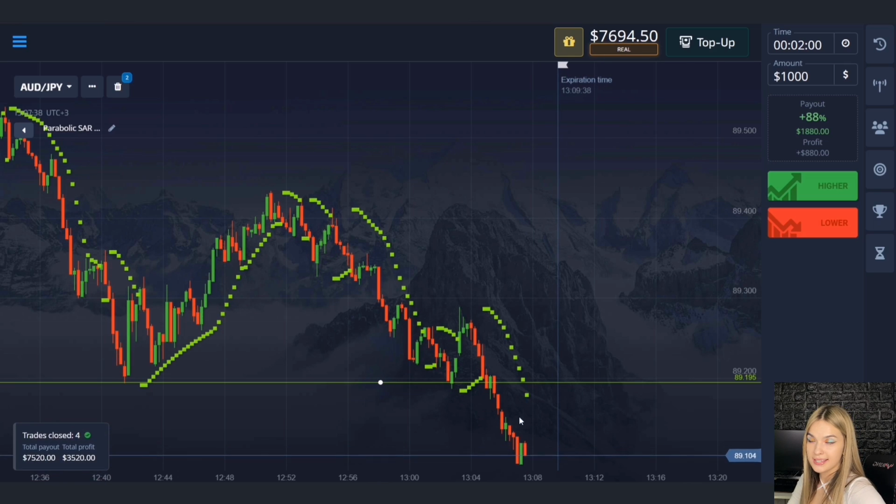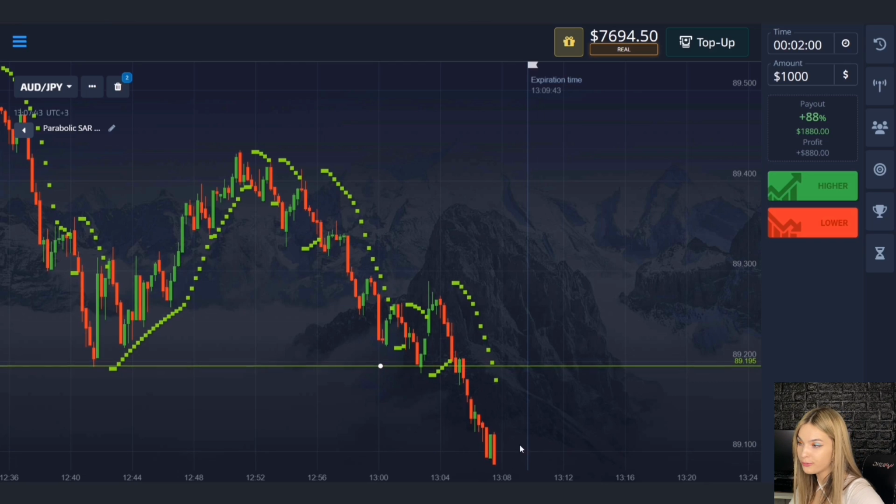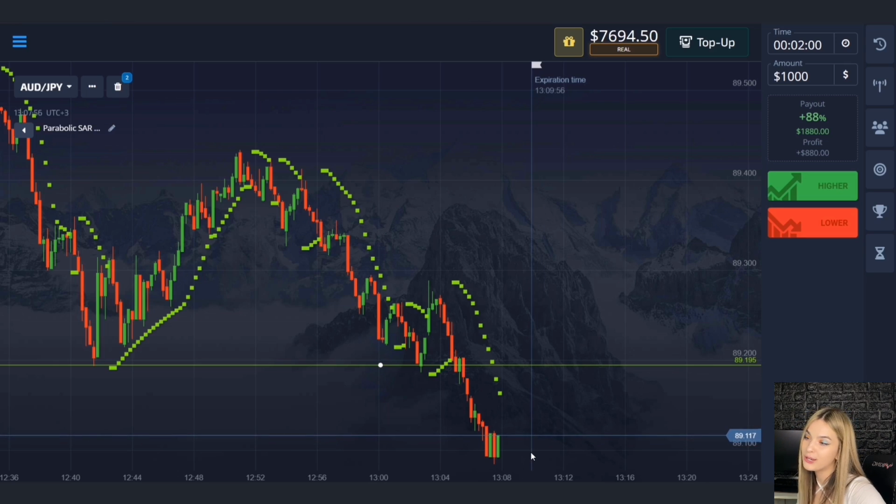Alright guys, this is our last deal, and as you could see the level was broken. Here we get a good and confident profit. 2 minutes was just enough for us. Also the indicator turned out to be right again and gave us a really good entry point. So I already have more than $7,000 on my deposit, so I think I'll finish on this because I fulfilled my plan for today.